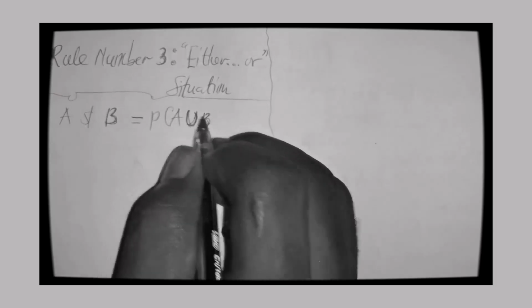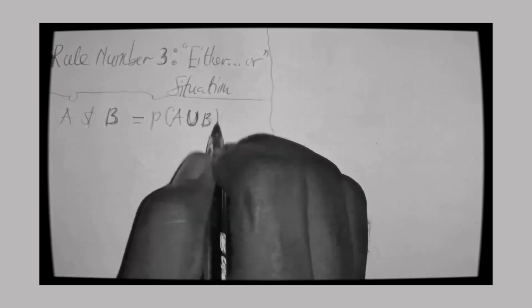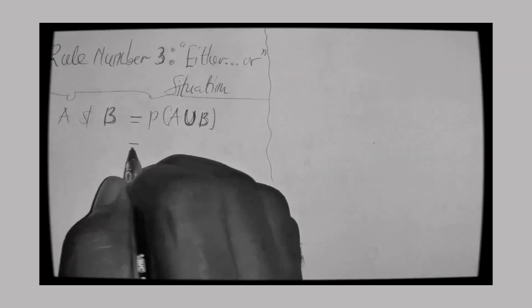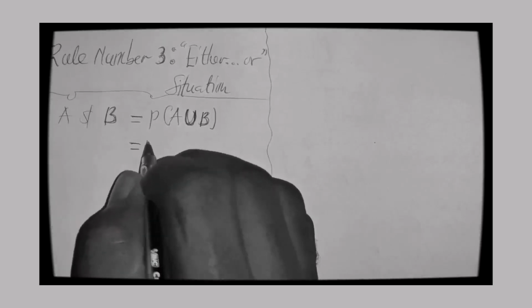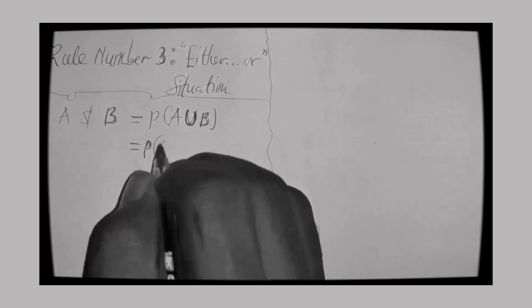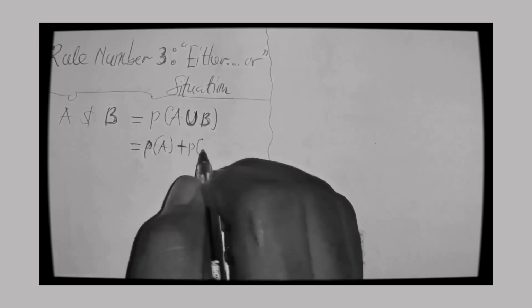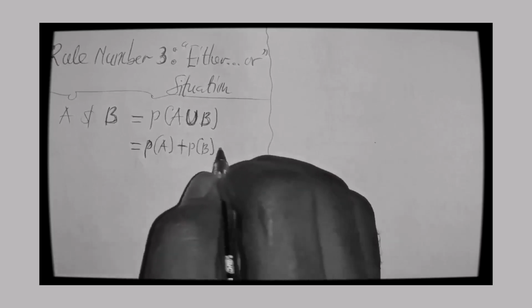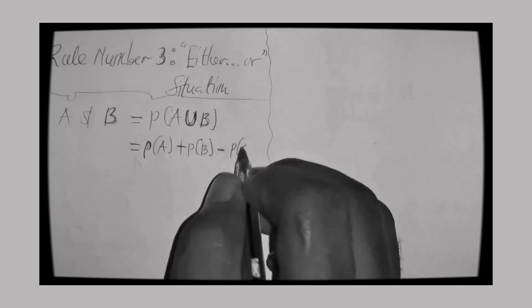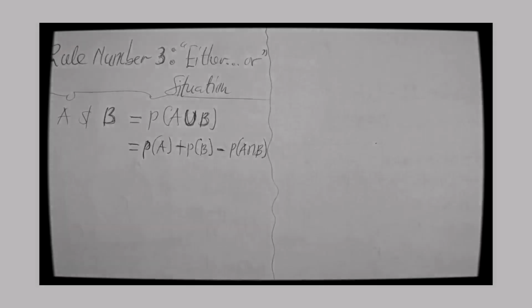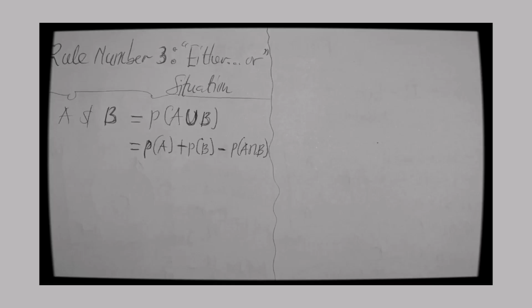And once you hear of A union B, the expanded version of A union B would be equal to the probability of A plus the probability of B minus the probability of A intersection B. Because we want to get the union of A and B alone, so we do away with the intersection.